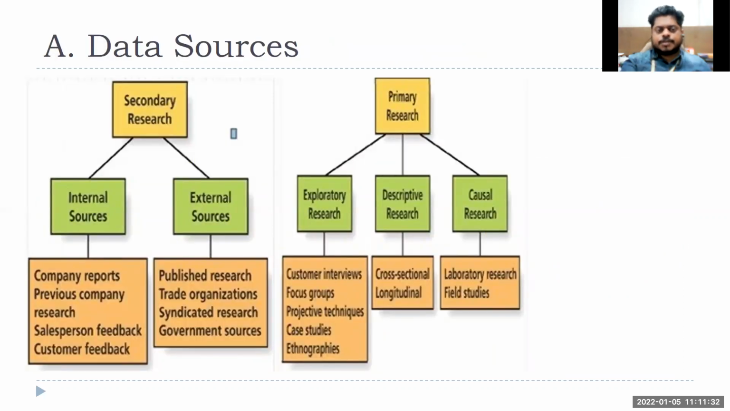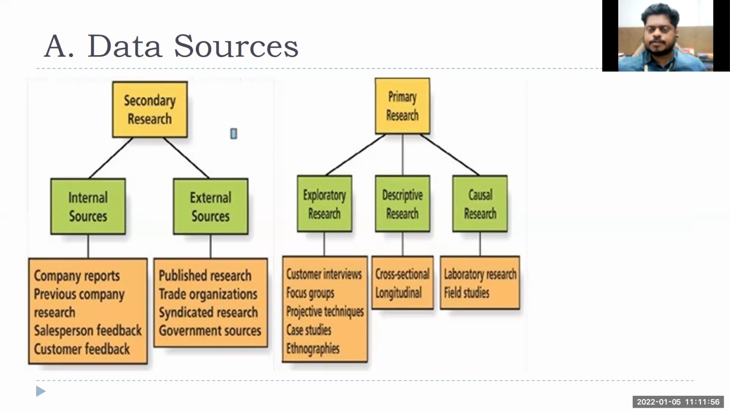So data sources: secondary research, primary research. Secondary research can be external, like if I'm taking a government database. Sometimes there are many consultants, so they have ready-made reports. You pay $10,000, $15,000, and they give you those reports. I need not actually go and do that research. They have already done that for me.